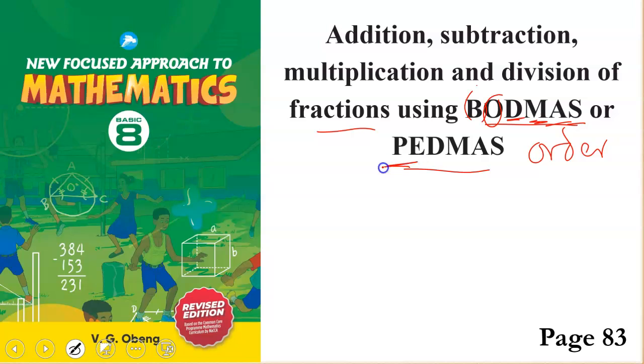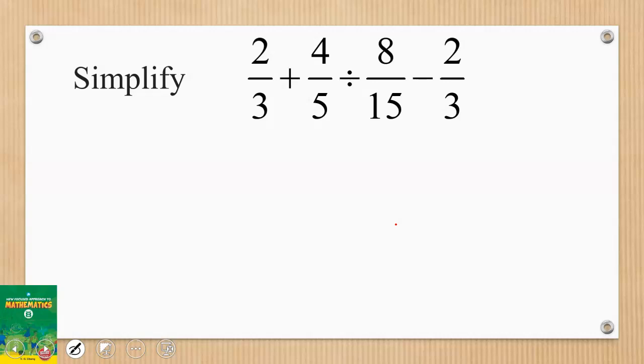And here too, this PEMDAS means parentheses. So instead of the bracket, they use parentheses. And then E means exponent, which is the same as the order. Then division, multiplication, addition, and subtraction. Good. So let's take an example and see. So let's say we have to simplify this.